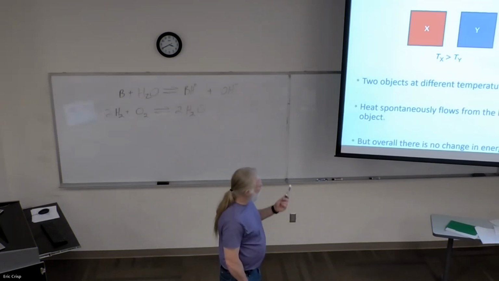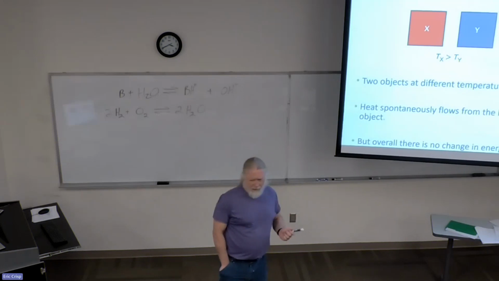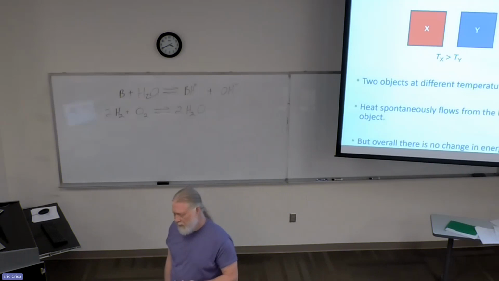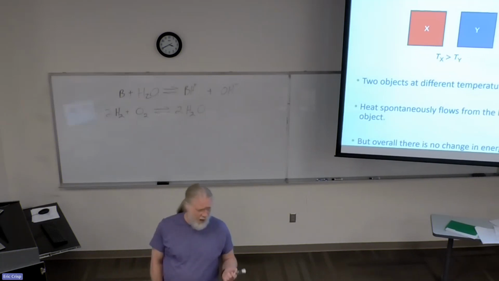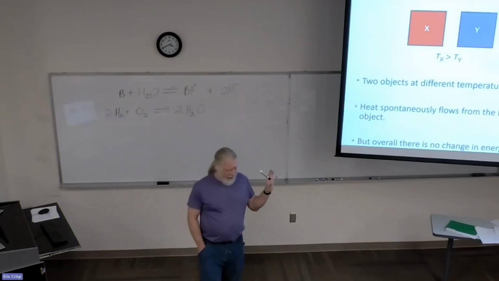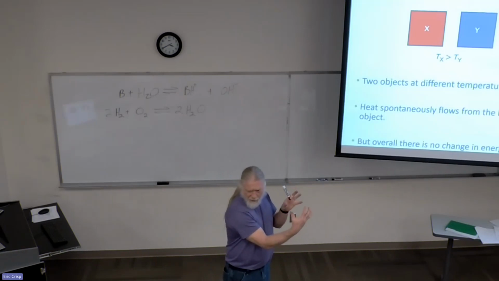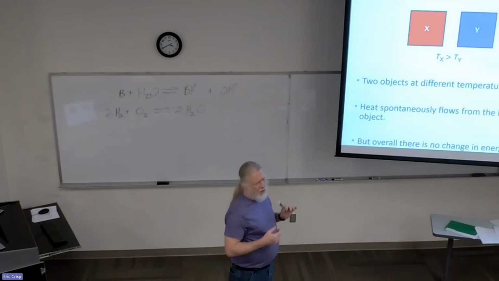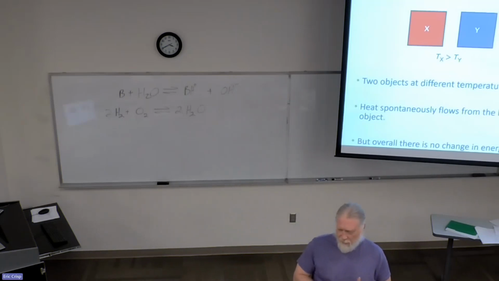So, a color-coded hot piece of metal and a cold piece of metal. Block X is supposed to represent something with a higher temperature than block Y. Okay? Now, thought experiment. You've got block X at a higher temperature than block Y. You bring them together, touch them together. What's going to happen in this thought experiment?